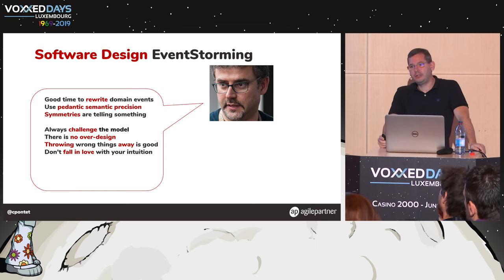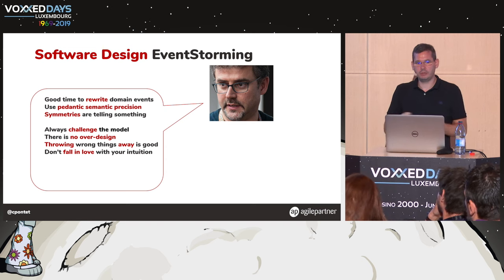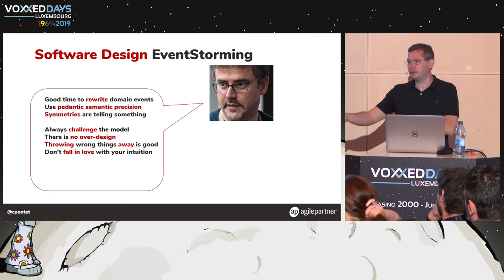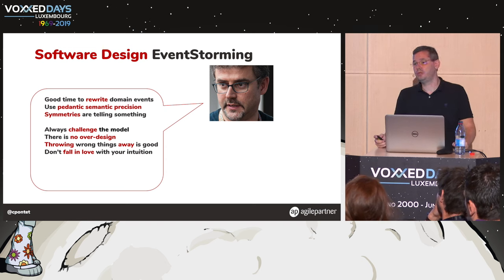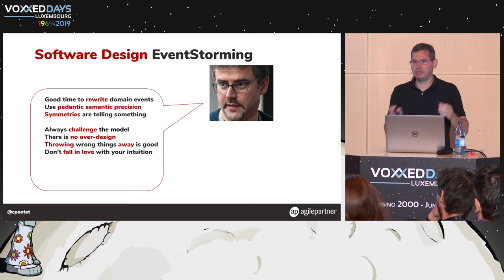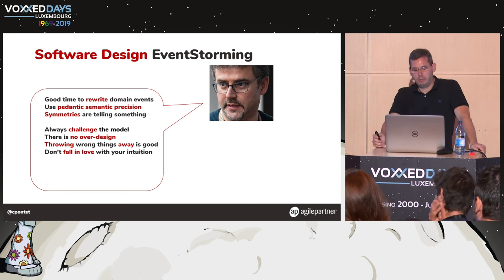Again, challenging things is a good idea. There is not one single domain model that you can create. Sometimes a domain model makes sense at the beginning of your project, and maybe you learn a bit more in the process, and at some point you want to change that model. You probably want to throw the previous model away and create a new one. The good thing about domain events is that they give you the ability to do this kind of change without breaking everything, because everything is nicely encapsulated into pieces of software that have a single responsibility. So throwing the wrong things away is a good thing. But for that, you need to make sure that you don't fall in love with your intuitions. So challenge yourself and try to think outside the box.